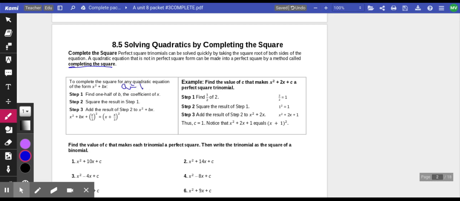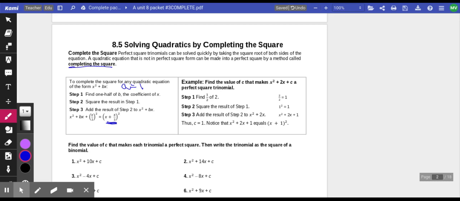If a equals 1, we're going to find 1/2 of b, the coefficient of x, and then we're going to square that. Our result from step 2 will be x squared plus bx plus b over 2 squared. And that factored will always be x plus b over 2 quantity squared.